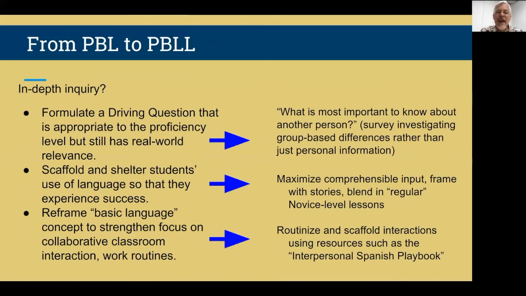Regarding scaffolding and sheltering students' use of language so that they experience success, this is one of the biggest challenge areas in project-based language learning. It's much more difficult to imagine a way to create a framing, comprehensible story for learners that will help them understand the challenging question or problem than it is to simply use the learner's L1 and just explain the purpose of the project. However, if you can succeed in creating a comprehensible story, you'll probably be in good shape.